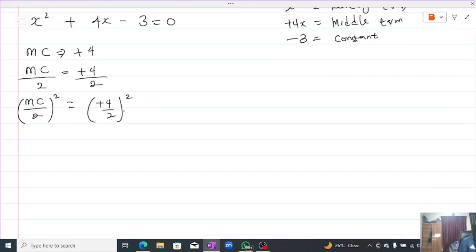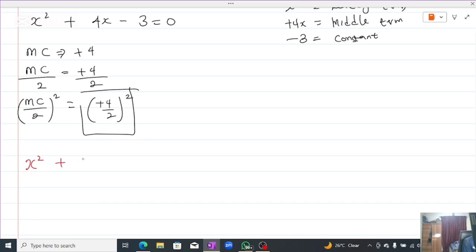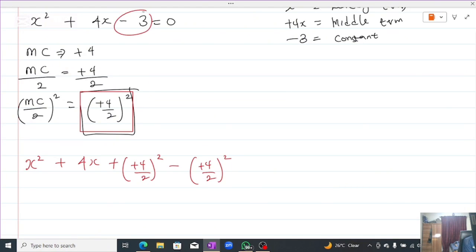Once you have arrived at this result, you don't need to stress yourself anymore. Just go back to the question you are given and insert it. So you have x squared plus 4x. Now, you are going to add and subtract this result. So you add plus 4 over 2 squared, then subtract plus 4 over 2 squared, then remember you have minus 3 equal to 0.